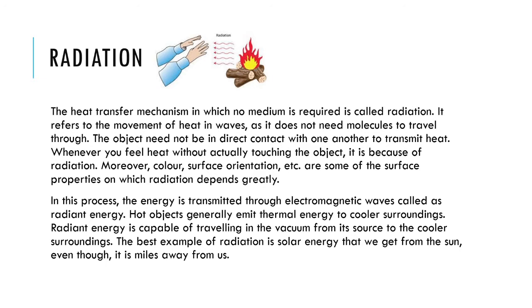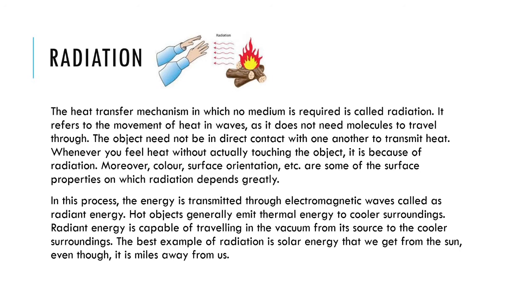It refers to the movement of heat in waves, as it does not need molecules to travel through. The object need not be in direct contact with another to transmit heat. Whenever you feel heat without actually touching the object, it is because of radiation. Moreover, color, surface orientation, etc. are some of the surface properties on which radiation depends greatly. In this process, energy is transmitted through electromagnetic waves called radiant energy. Hot objects generally emit thermal energy to cooler surroundings. Radiant energy is capable of traveling in vacuum from its source to the cooler surroundings.